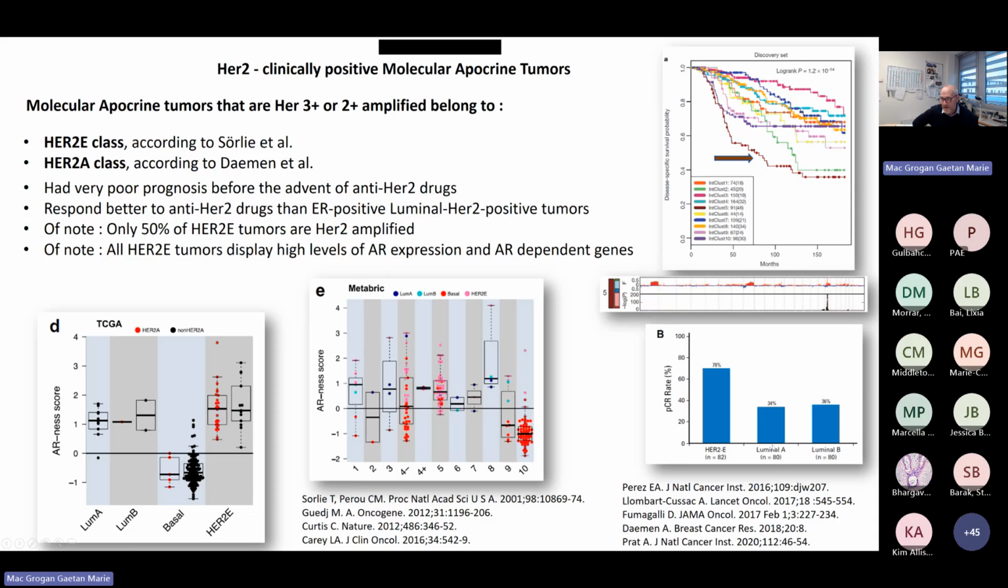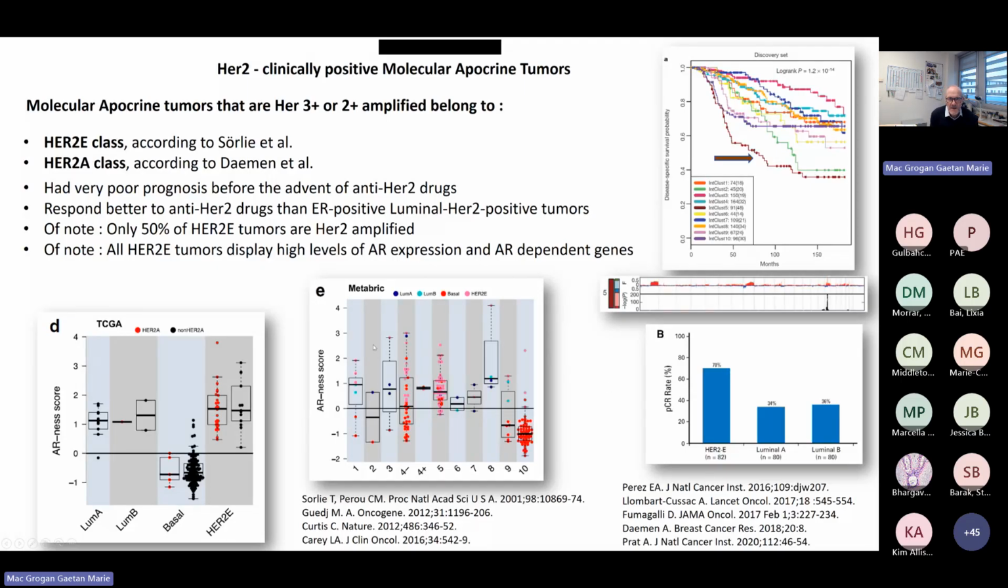You can see this at the bottom right of your screen here, with the pCR rate of the HER2-enriched class of HER2-positive tumors compared to the luminal tumors that are HER2 positive, and you can see that the pCR rate is practically double in the HER2 enriched class of tumors.